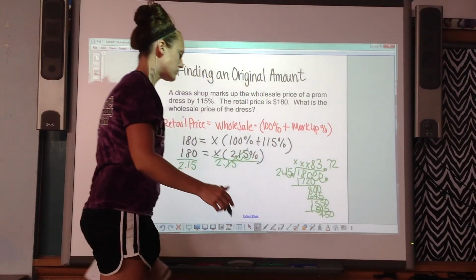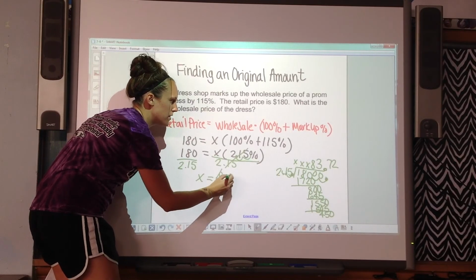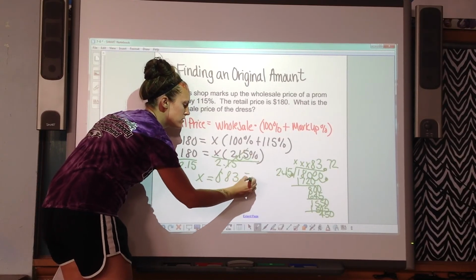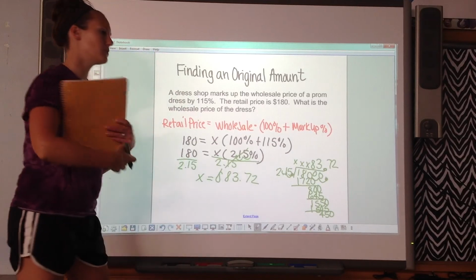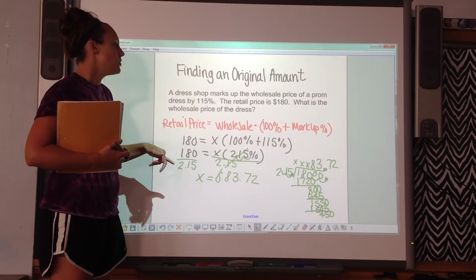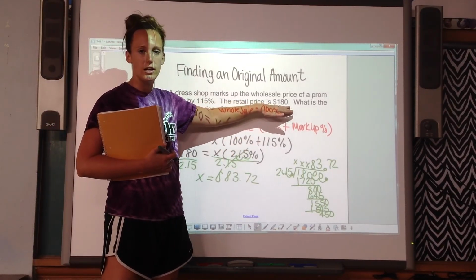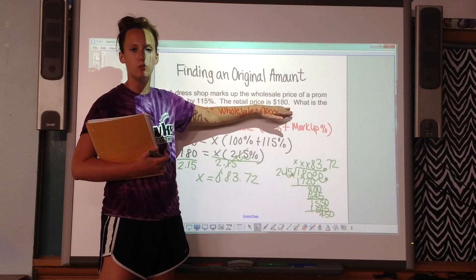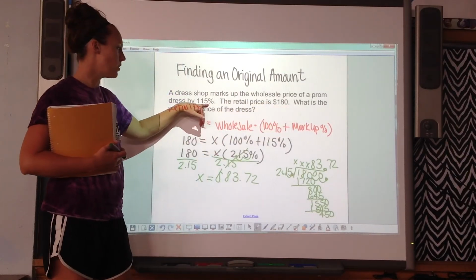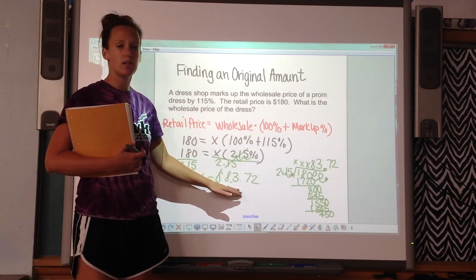Okay? So you would find that their wholesale price, they would buy this dress around $83.72. So let's recap what this problem is saying. This store is selling the dress for $180. If you wanted a dress, this is what you'd pay at the store. They marked it up 115%. When they bought the dress from a company, it was $83.72.